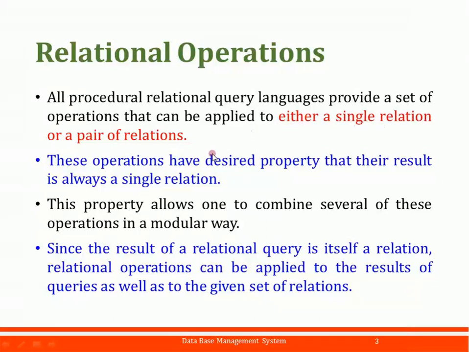These operations can be applied on a single relation or a pair of relations, and the result is always a single relation. Whatever operation you apply on either a single relation or a pair of relations, the result you are going to get is a single relation, that is, a single table. This property allows us to combine several of these operations in a modular way. Since the result of a relational query is itself a relation, these relational operations can be applied to the results of queries as well as the given set of relations. You can apply these queries on the result of queries also.